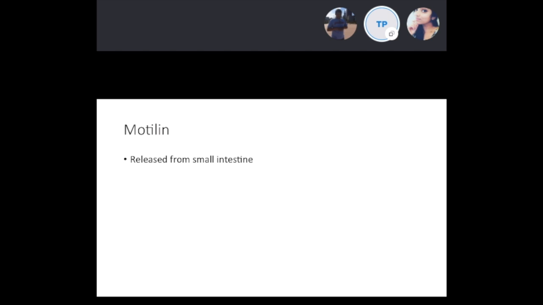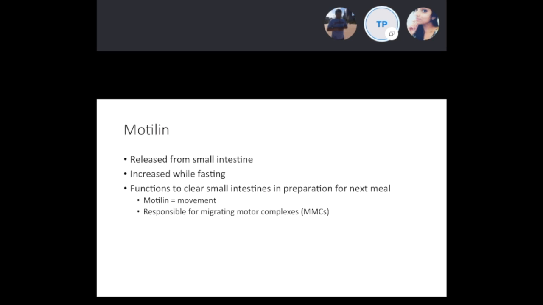Motilin. Motilin is released from the small intestine, and it's increased while in a fasting state, and it functions to clear the small intestines in preparation for the next meal. So motilin equals movement, and it is responsible for the migrating motor complexes, MMCs.